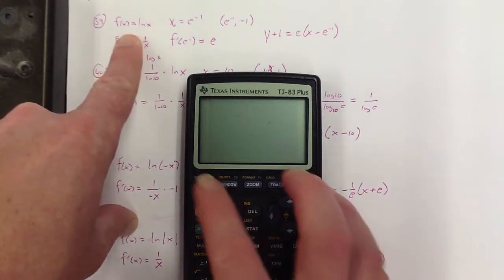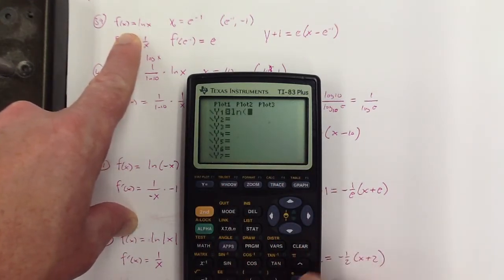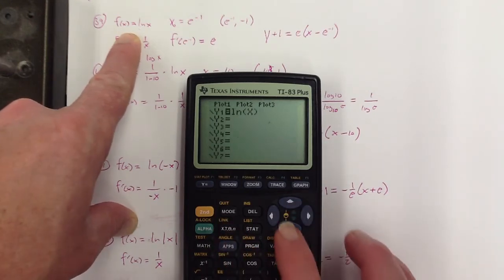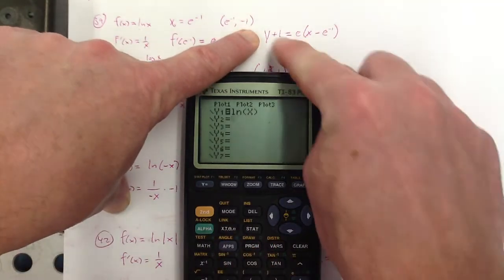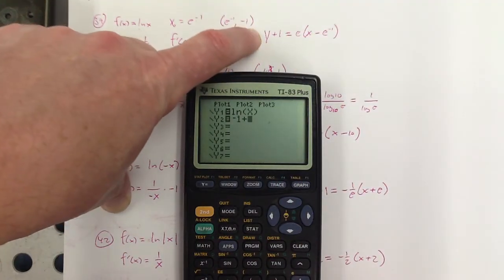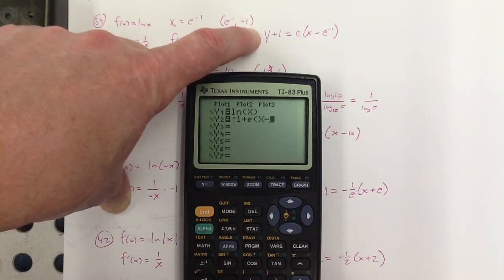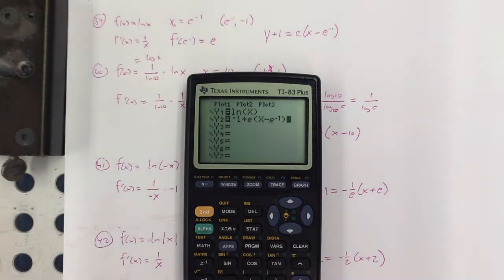Okay, so for this first one, I've got natural log x as my function, and my tangent line is y equals, we'll have to move that to the other side, -1 plus e times x minus e to the negative 1. How's that look? I think I typed everything in there just fine.